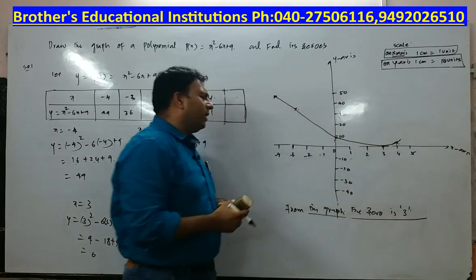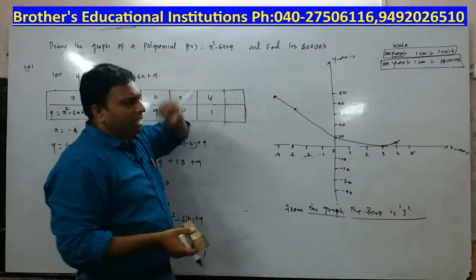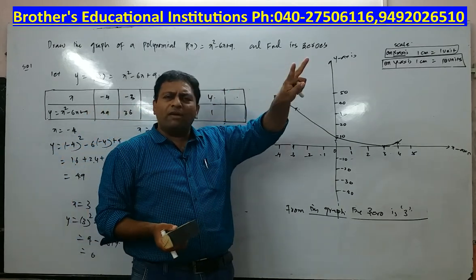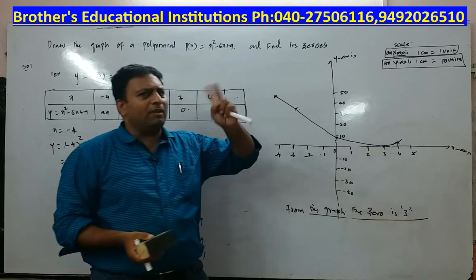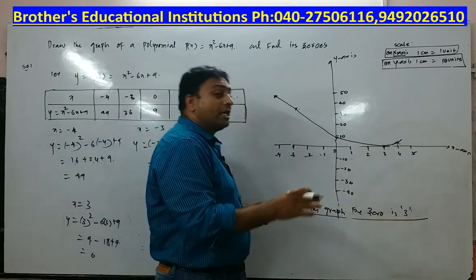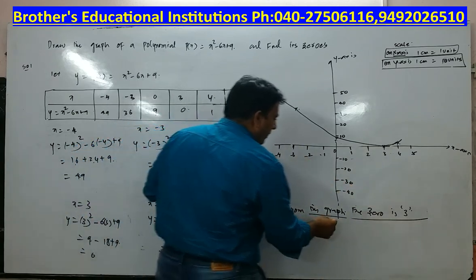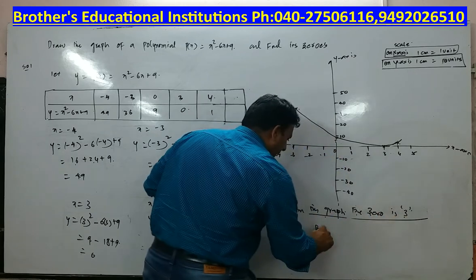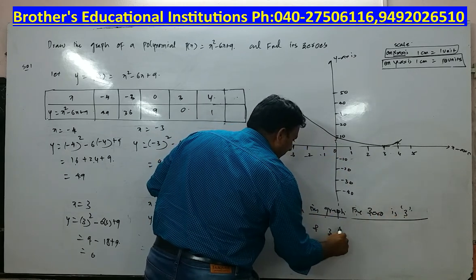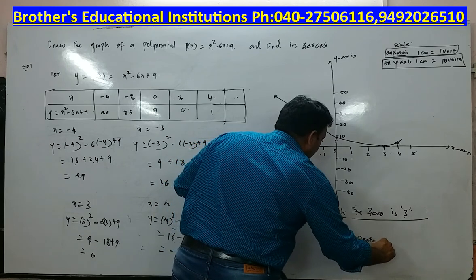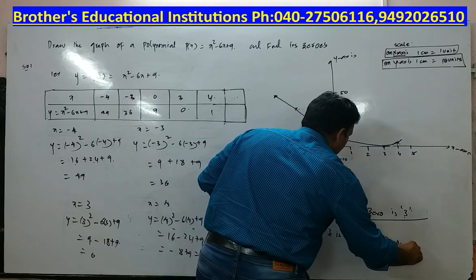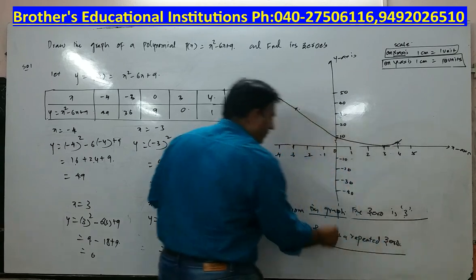Now you might ask me, sir, for a quadratic polynomial we must have 2 zeros, but we got only 1 zero. Yes, always there will be 2 zeros, and those 2 zeros are repeated zeros. So from the graph, the zero is 3, and 3 is a repeated zero.